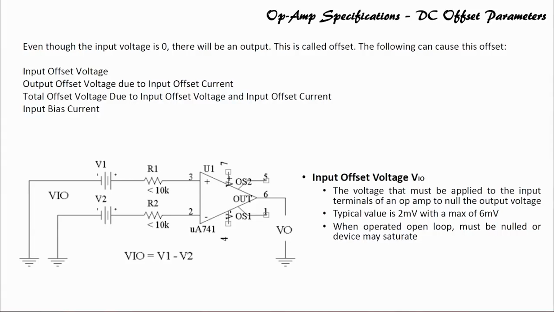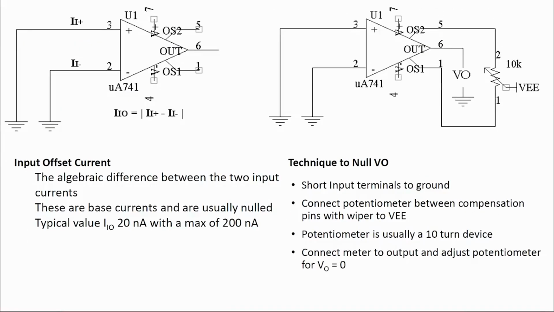Input offset voltage we already discussed, input offset current, the algebraic difference. What is the technique to null the output voltage? When we short the input terminals 2 and 3 to ground, practically the output voltage should be 0, but it is not 0. So we have to make it 0, and that is called nulling the output voltage.